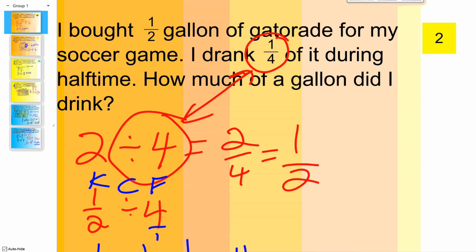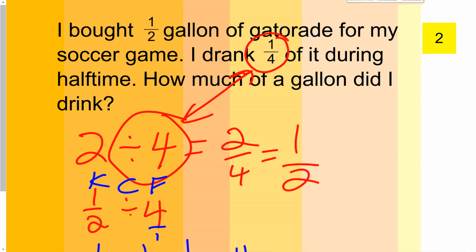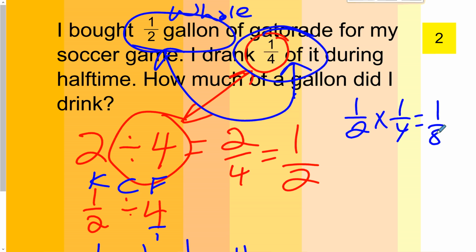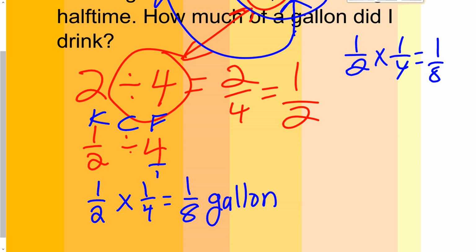If we look back at one of our previous problems, I drank 1/4 of it during halftime. Of what? Of my whole. So I could have done this one as multiplication. 1/2 times 1/4, which is 1/8, which is the answer that we got.